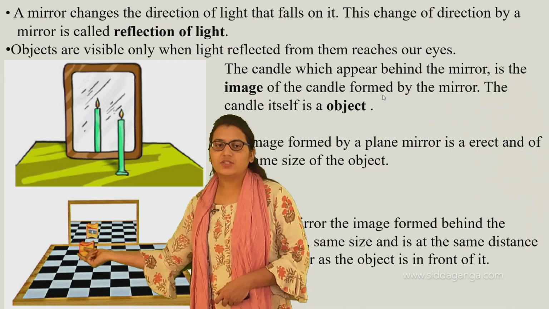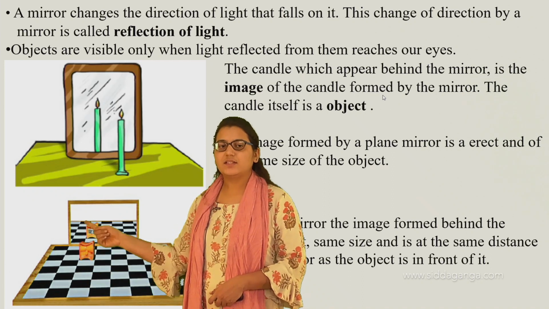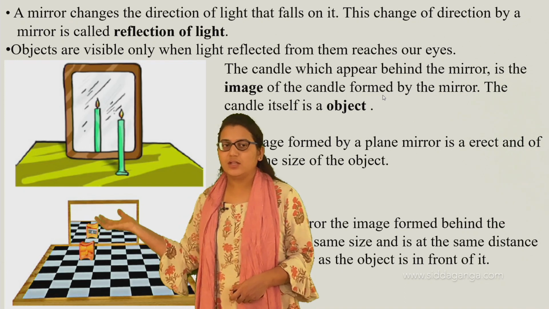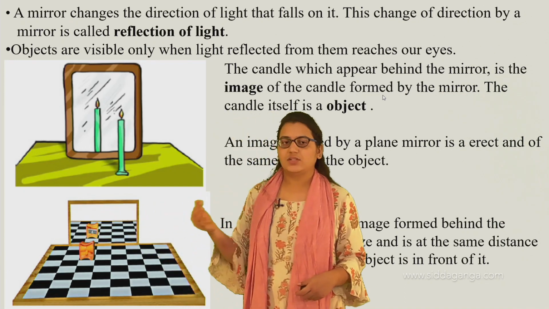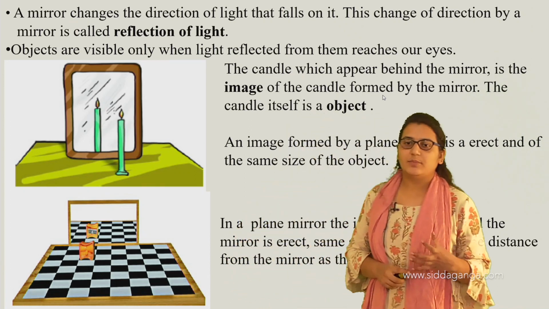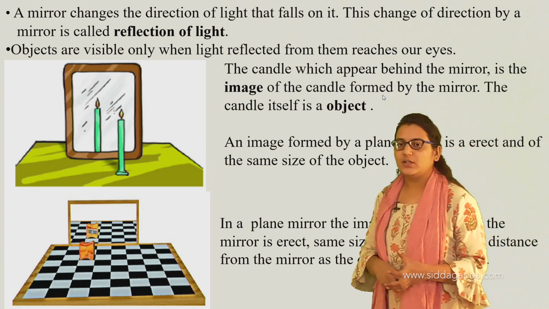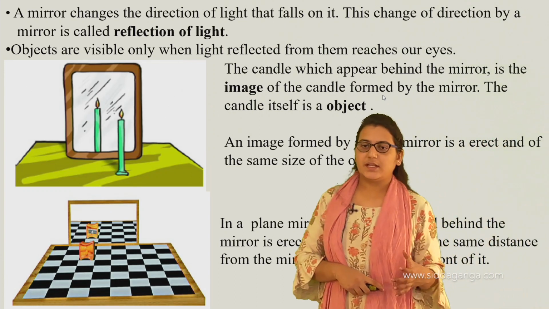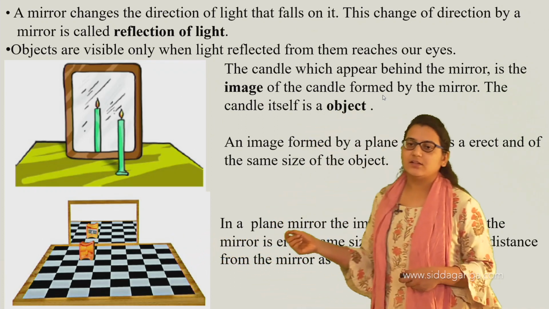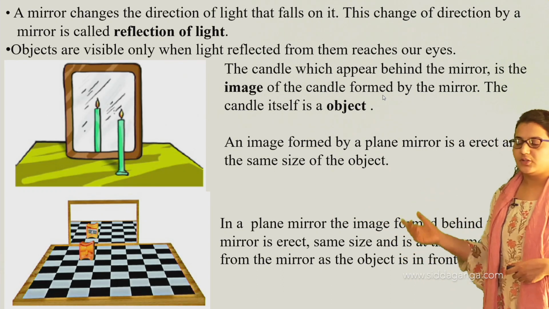And if we move this sharpener to the further boxes, 4th, 5th or 6th, then the image of this sharpener also moves back. So the distance between this image and sharpener varies, right? In a plane mirror, the image formed is erect, small, and at the same distance. It is at the same distance from the mirror as the object is in front of it.